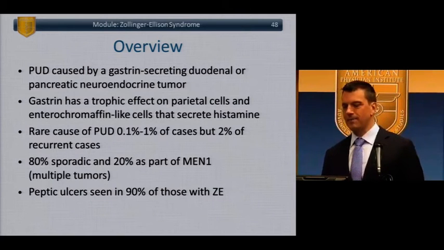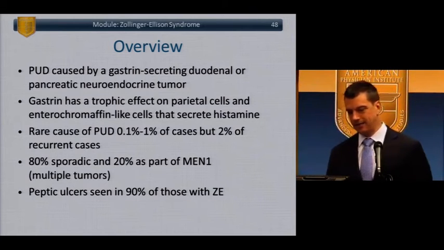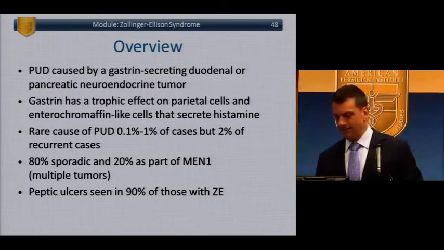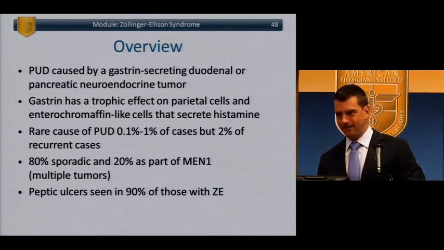But the parietal cell mass is increased, and the histamine-secreting cells are also increased. Again, histamine is another of the stimulations, as well as acetylcholine and gastrin, for acid stimulation. It's a rare cause of peptic ulcer disease, but it is present in about 2% of recurrent cases. So again, if you're presented with recurrence, this is another of those where you want to check a gastrin level.